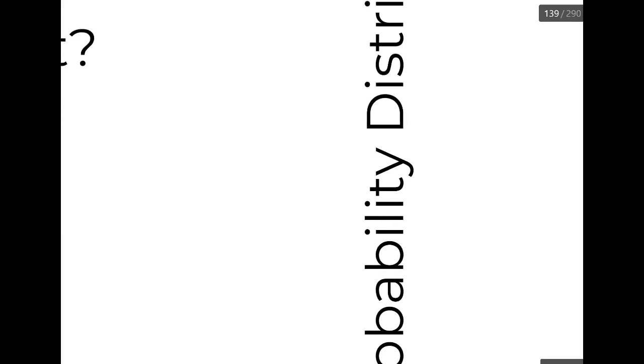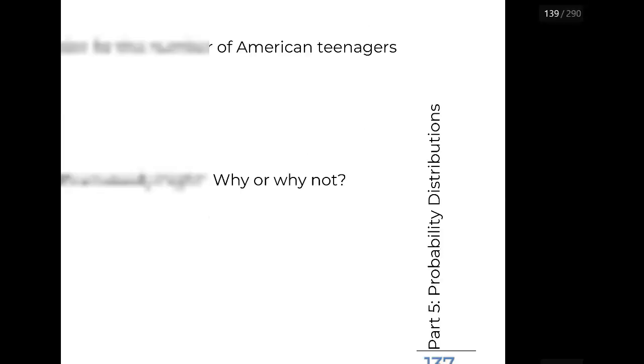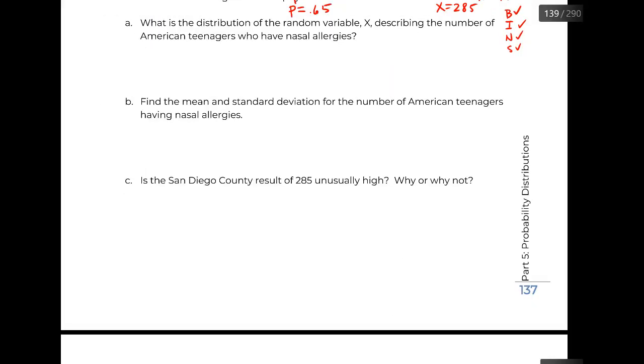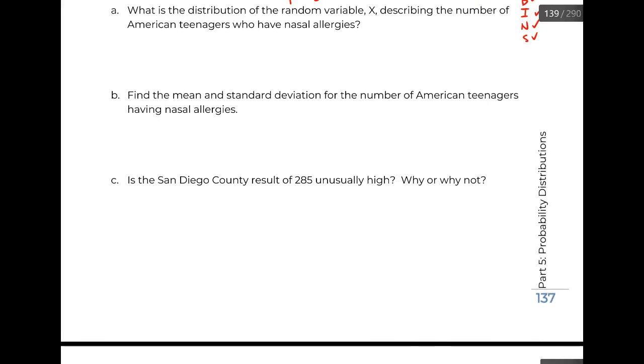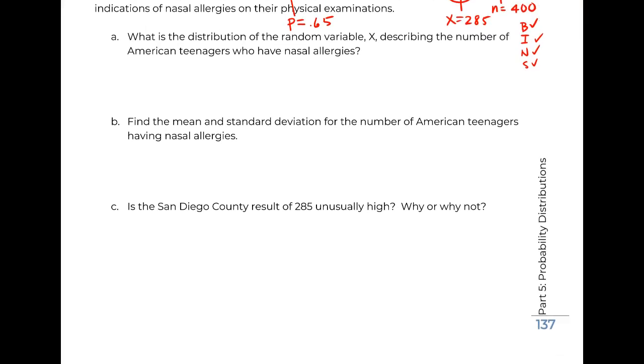Cool. So when asked for the distribution here, there are 2 correct answers. One is X follows a binomial. That's what we just said, right? We have an N and a P, so this is a binomial experiment. So X is binomial with an N of 400 and a P of 0.65.